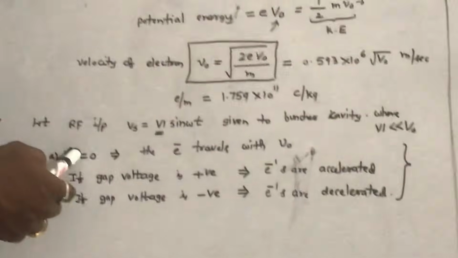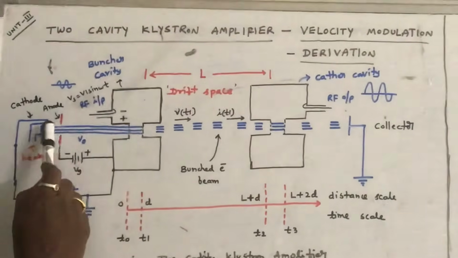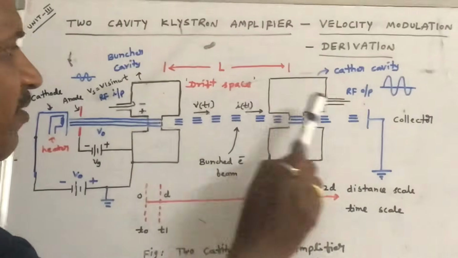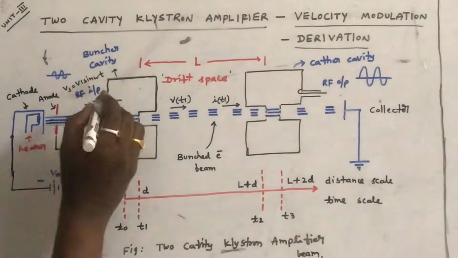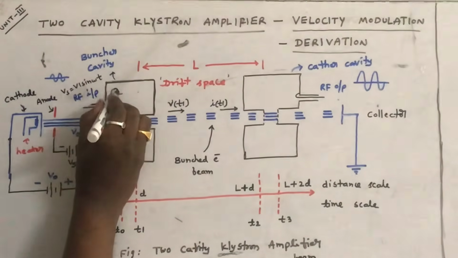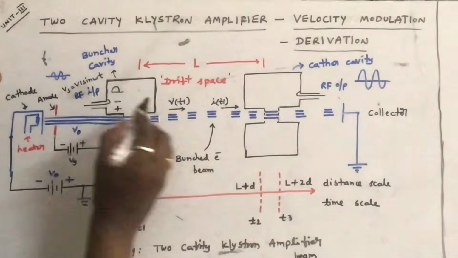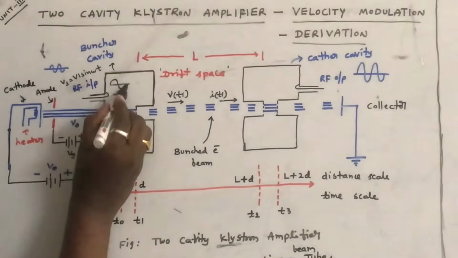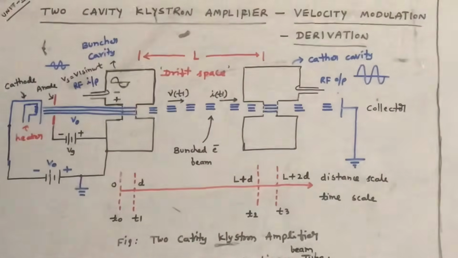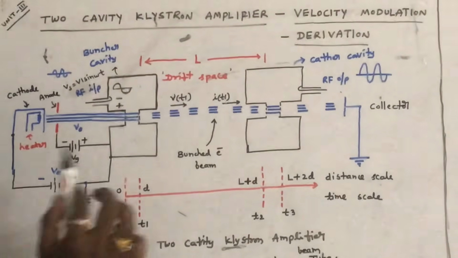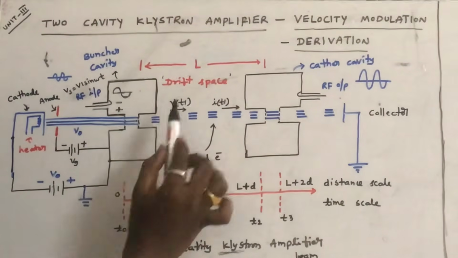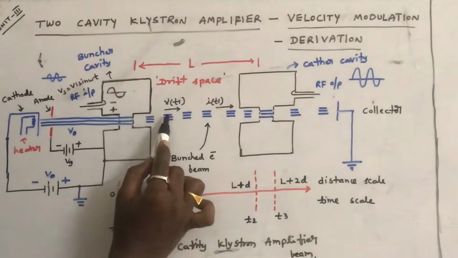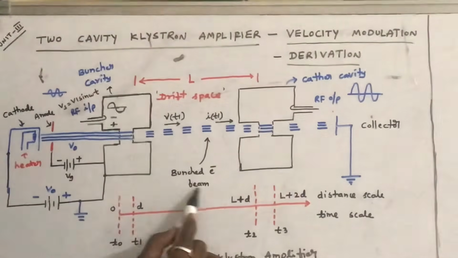The important point is this: when the gap voltage is 0, the electron travels with unchanged velocity V0. During the positive half cycle of the RF input voltage, the electrons are accelerated. During the negative half cycle, the electrons are decelerated. Due to this, velocity modulation occurs, so the electrons start forming into bunches in the drift space. These are called bunched electron beam.